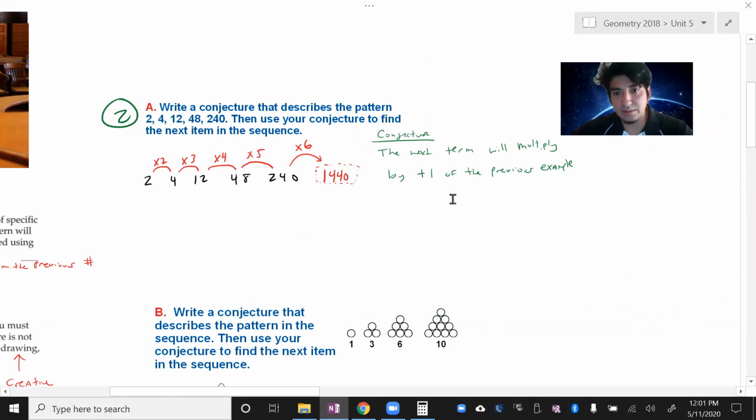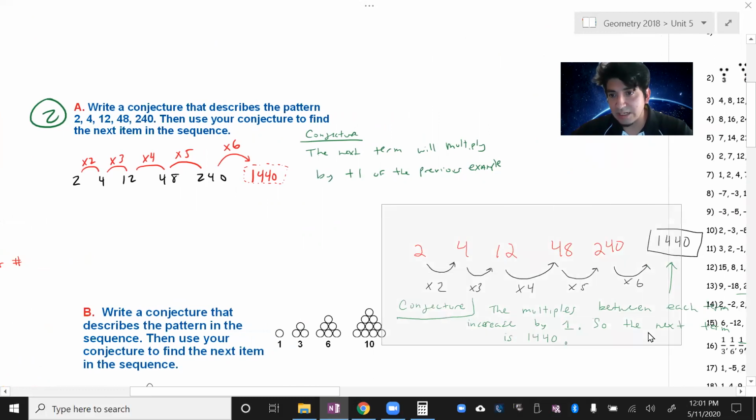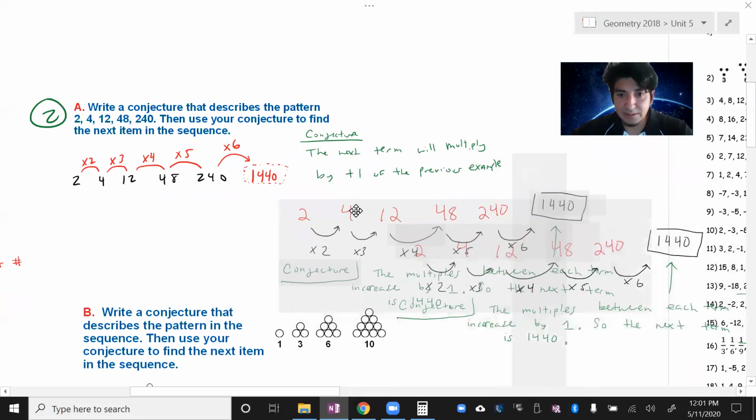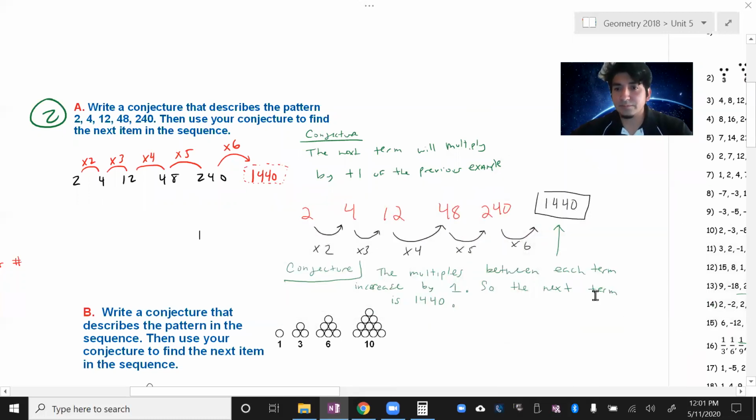This is where, like I said, every answer is going to be different. They're not going to be the same. So I'm expecting every single one of you to maybe come up with a different example. But as long as you can prove your claim, you'll be okay. There you go. So be aware of it. Some of you may like this one, or some of you may like this one. So the multiples between each term increase by 1. So the next term is 1,440.